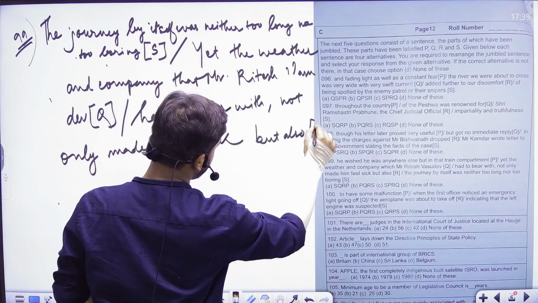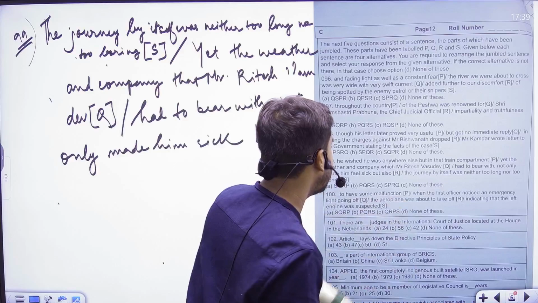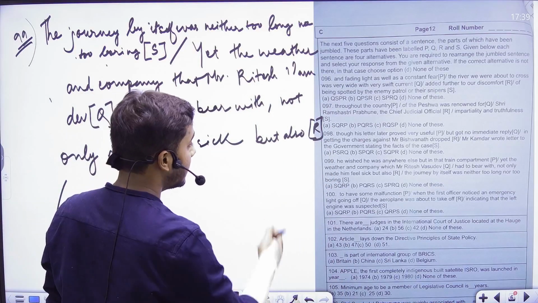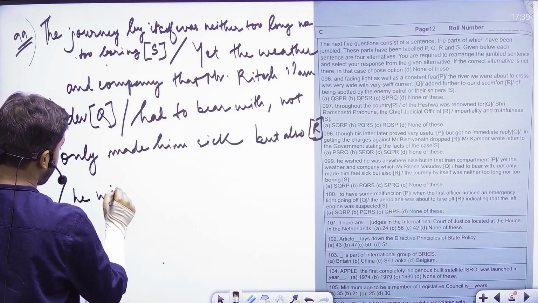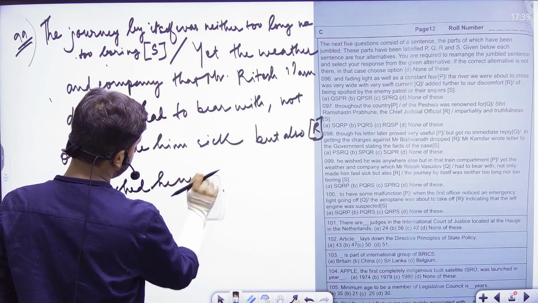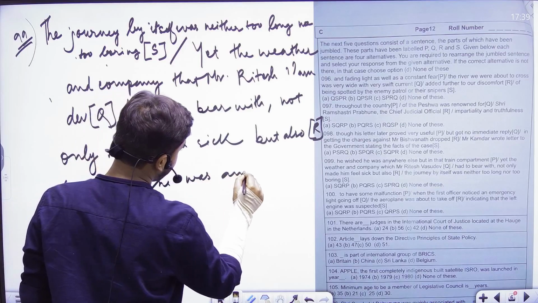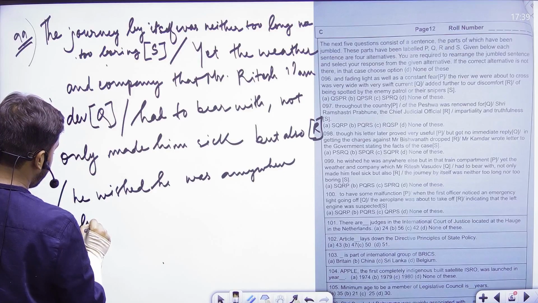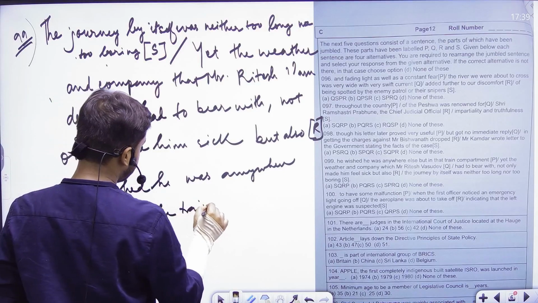So this is section number R. And the last section which is left is section number P. So that's got to be the last section of our sentence. He wished he was anywhere else but in the train compartment.